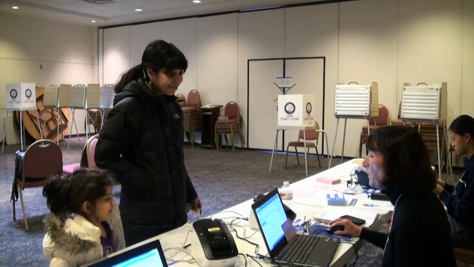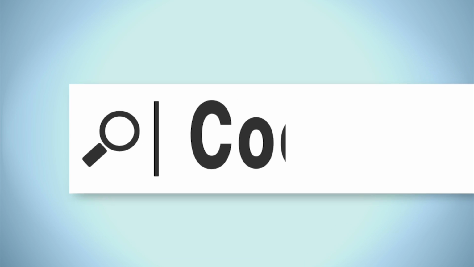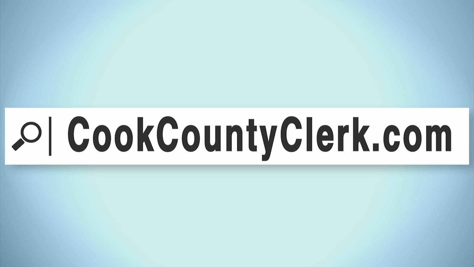To register on Election Day, you must bring 2 forms of ID, and one must show your current address. A photo ID is not required. For more information about Election Day registration, visit cookcountyclerk.com.